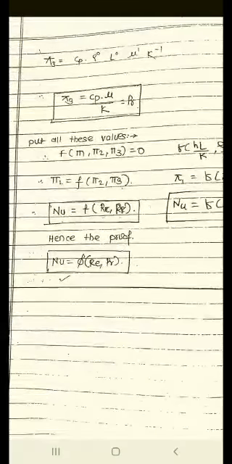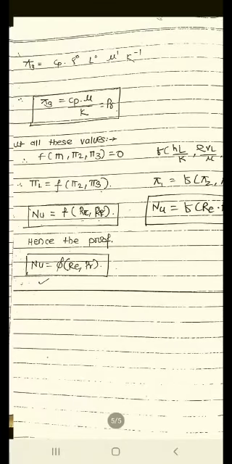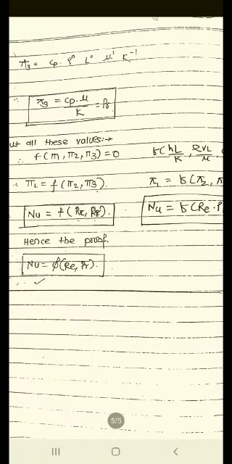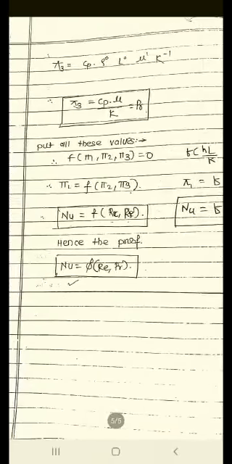Finally, we are moving towards calculation of pi 3. Pi 3 is nothing but Cp. So Cp, rho raised to 0, L raised to 0, mu raised to 1, K raised to minus 1. So pi 3 is equal to mu Cp by K, and this is known as the Prandtl number.